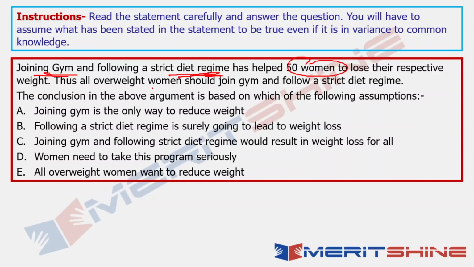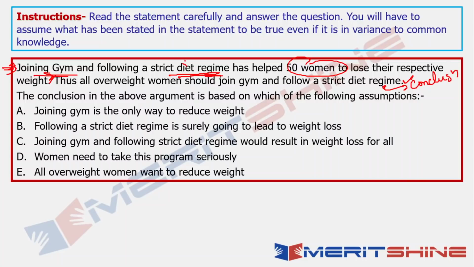Thus all overweight women should join gym and follow a strict diet regime. This last line is a conclusion, right, based on the data that has been given here. This is what? This is fact. The fact that has been given: joining gym and following a strict diet regime has helped 50 women to lose their respective weight.